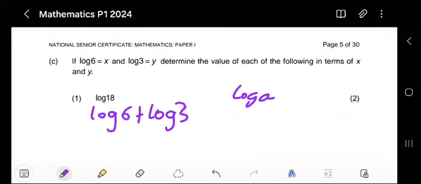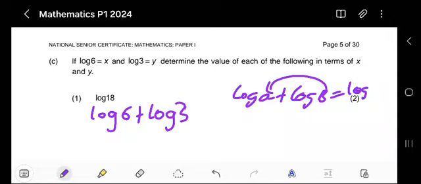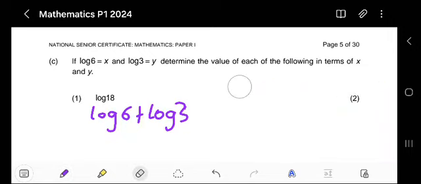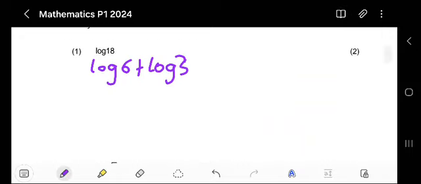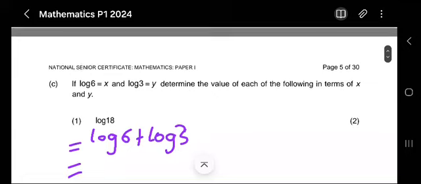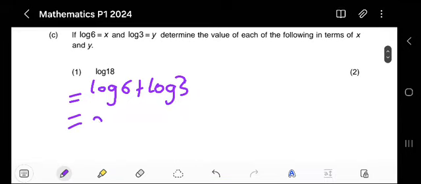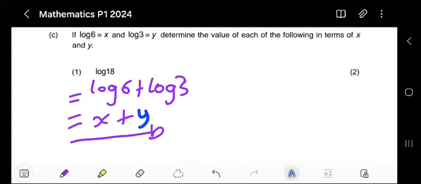Log a plus log b, you multiply this, right? That will be log of a multiplied by b. We'll use those laws there. Now we know log 6 is x, so this will simply be equal to x plus log 3, and log 3 is equal to y. So this is what we'll have.